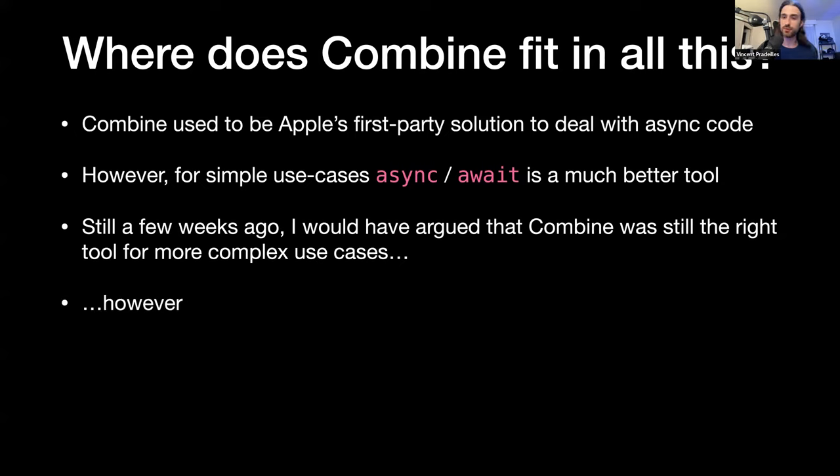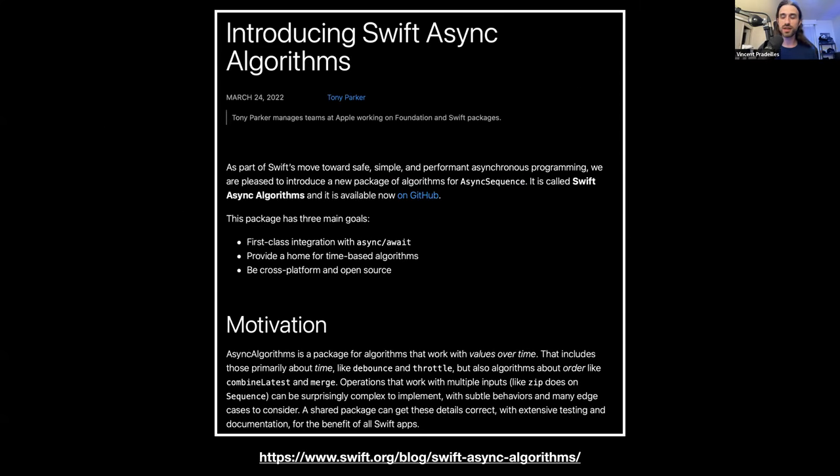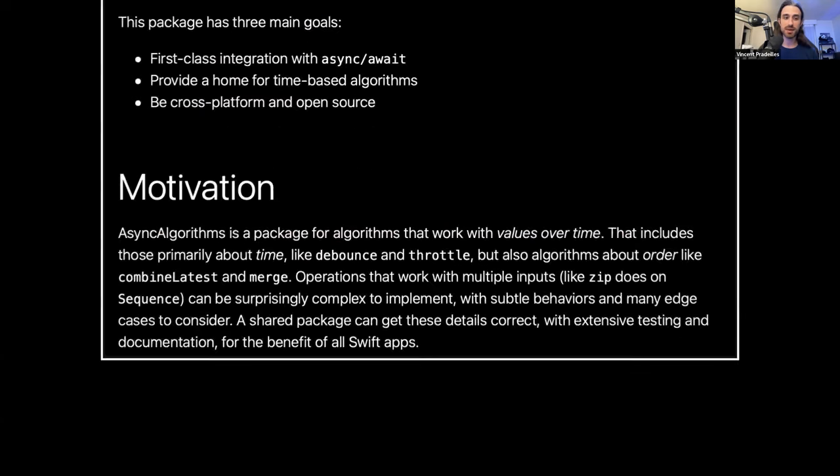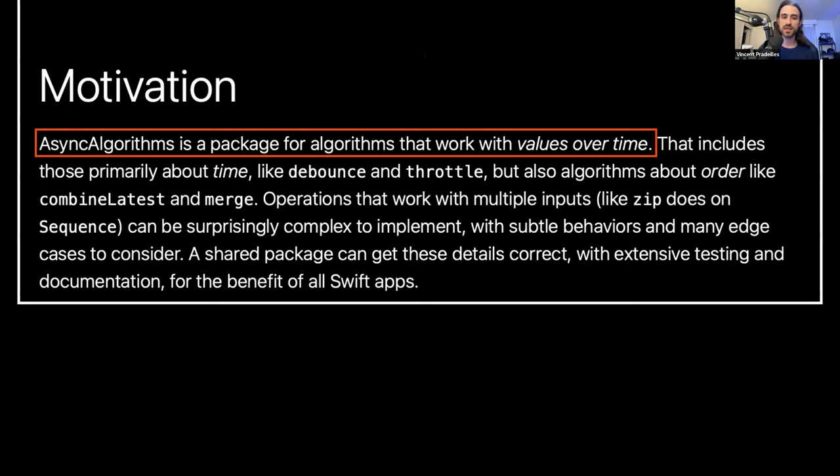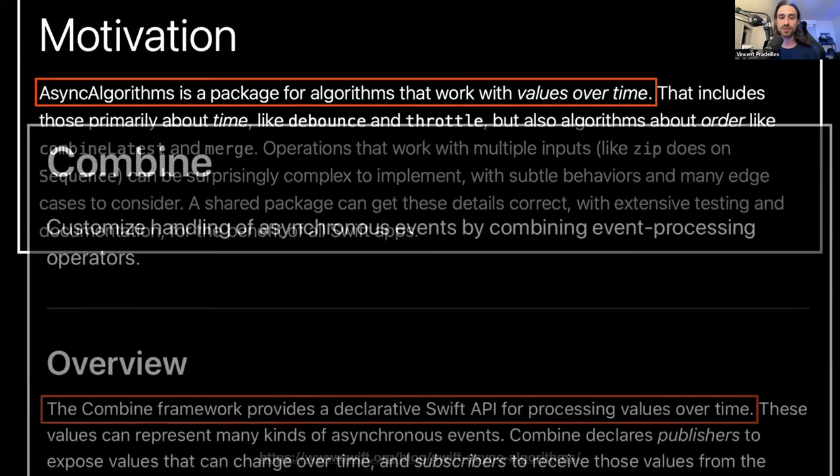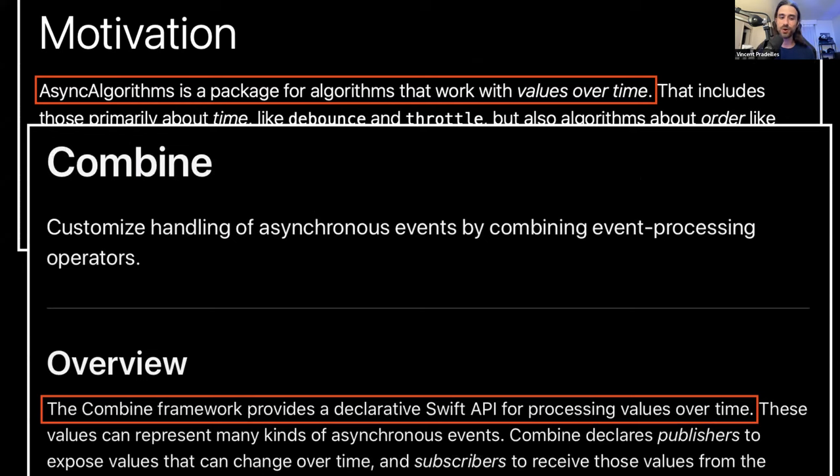But actually, there has been another plot twist, because at the end of March, as you can see on March 24th, the Swift team released a new package called Async Algorithms. If you check the motivations of this package, it says Async Algorithms is a package for algorithms that work with values over time. And maybe this reminds you of something, because on the overview of Combine it says the Combine framework provides a declarative Swift API for processing values over time. So we can definitely see that there is a bit of duplication happening here.